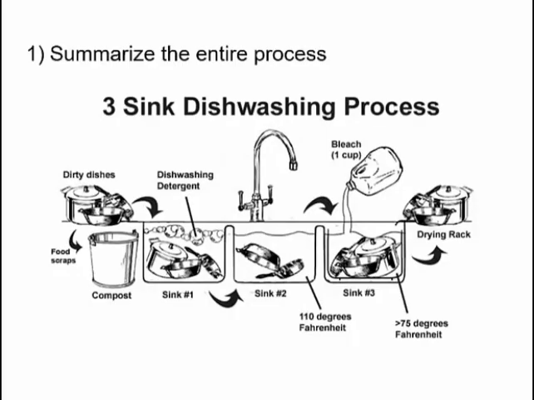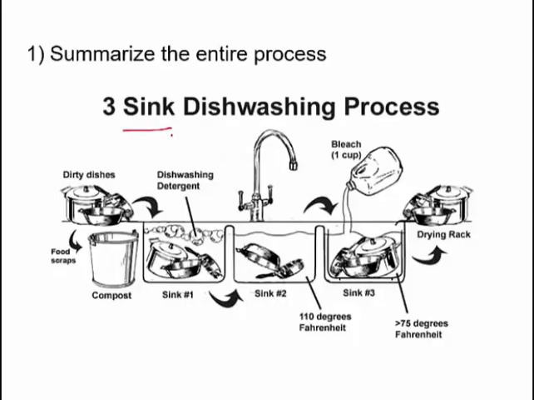Here we've got a sample image that is like one that you would find in Task 1 for your diagram question. And we've got up at the top here a label. So this is a 3-sink dishwashing process. Okay, how to wash dishes with 3 sinks. I suppose this is something you would find maybe in a professional restaurant or something like that as a way of making sure the dishes are very clean.